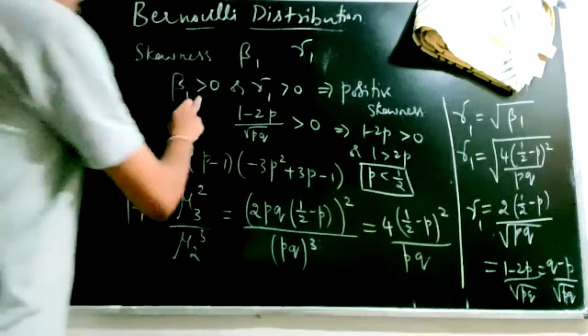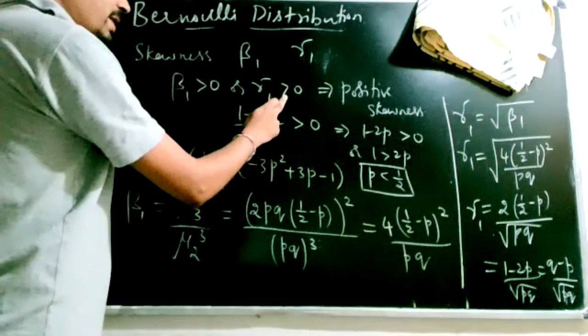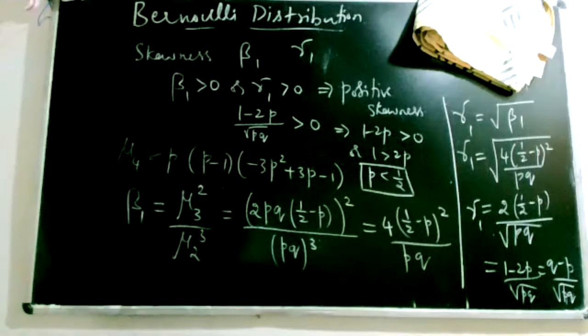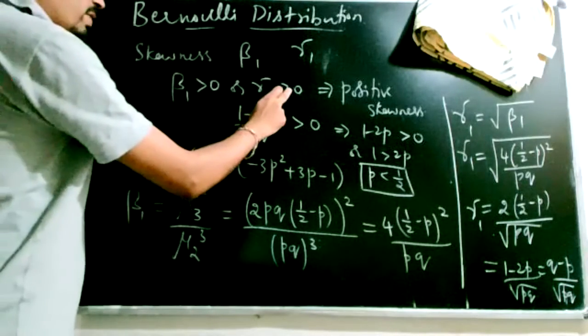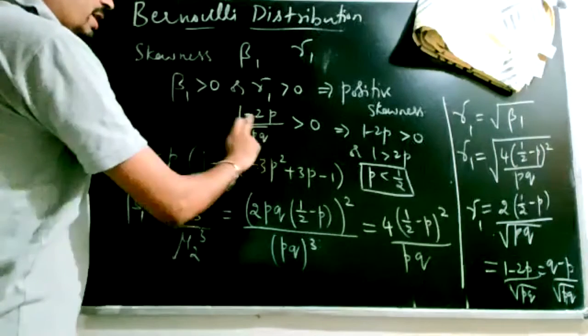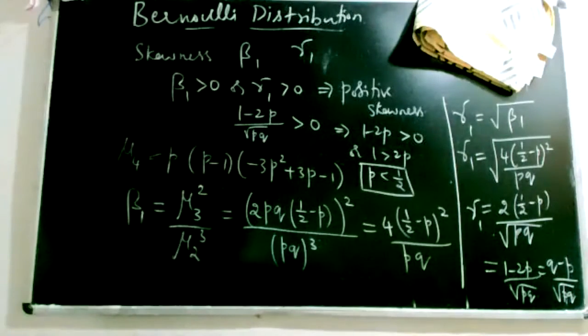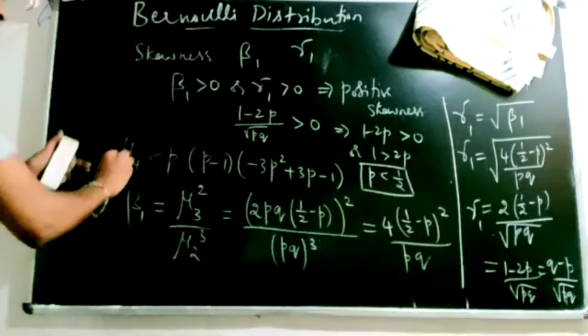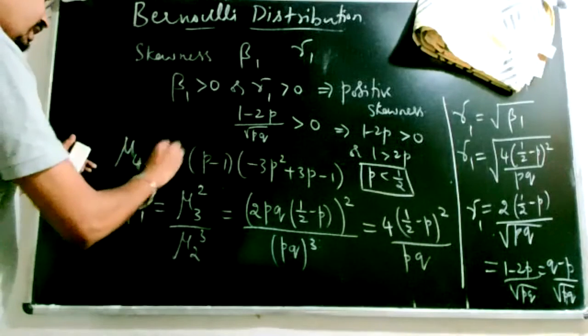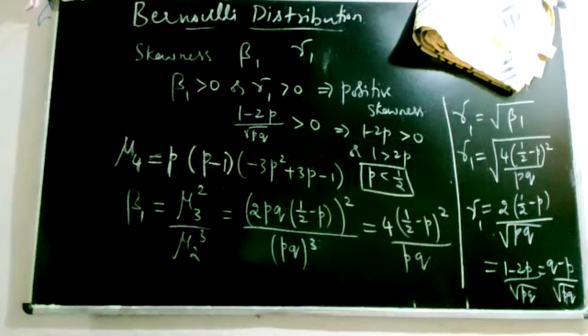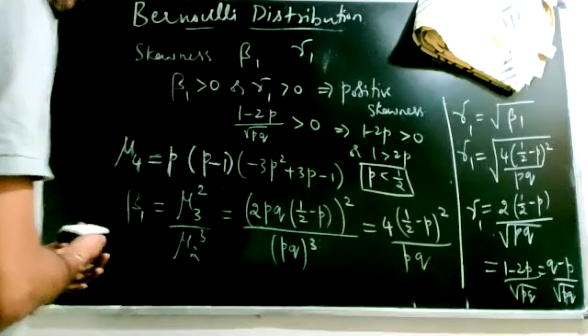For negative skewness, gamma 1 will be less than 0, which implies p will be greater than half. And for no skewness, if beta 1 or gamma 1 equals 0, then 1 minus 2p equals 0, or p is equal to half. So you compare the value of p with respect to half, and you will say whether the distribution is positively, negatively, or not skewed.